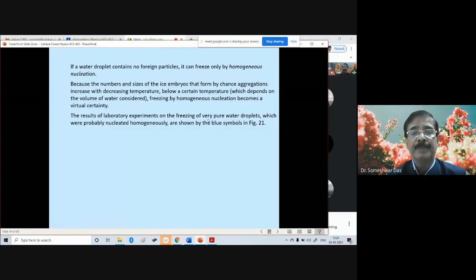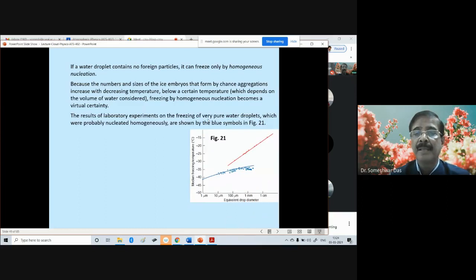The results of laboratory experiments on the freezing of very pure water droplets, which were probably nucleated homogeneously, are shown in the next figure, 21. This figure is illustrating the median freezing temperature. On the y-axis, the median freezing temperature from -50, -45, -40, and so on, to -15 degrees centigrade. And on the x-axis, we have the equivalent drop diameter: 1 micron, 10 micron, 100 micron, 1 millimeter, 1 centimeter. The median freezing temperature for different equivalent drop sizes is shown here by the blue and the red curves.